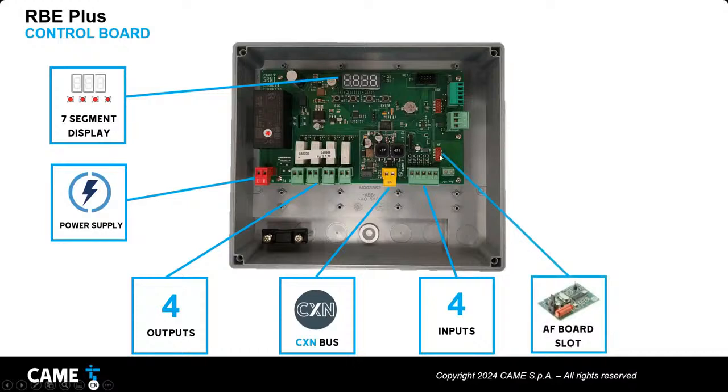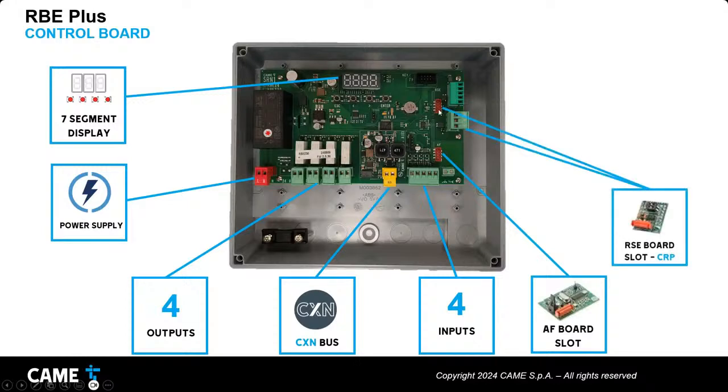And immediately in the nearby area of the antenna is also the AF board slot. So when we need to use transmitters, we need to use the AF card, of course. The RSE, when you use the CRP protocol toward CAME operators, can be used by having the RSE plugged into this slot, the upper one, and the terminal block with A, B, G, and D pins is that one.